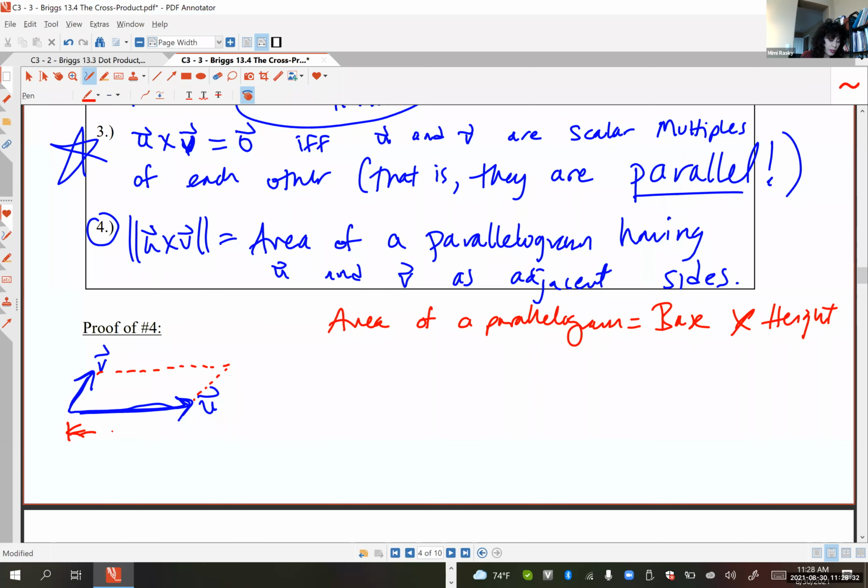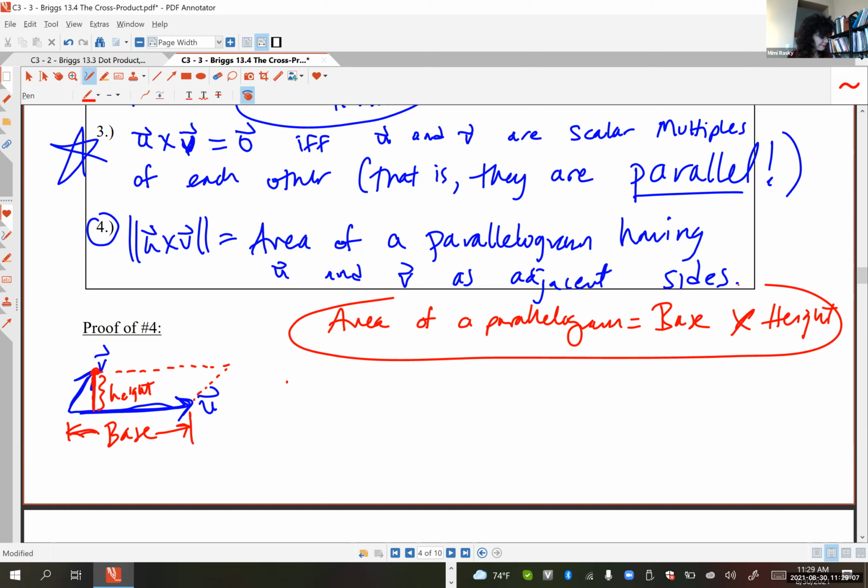So the base would be the length of the side that's on the ground. So that would be like the magnitude of U here. And if you drop a perpendicular from the vertex there of V down to the base, this is the height. It's not the magnitude of V. It's the length of that line segment when you drop a perpendicular from the tip of V down to the base. So that would be your area right there. Well, darn, I do have the base. That's just going to be magnitude of U. But then how do I get this height? We'll call it H.